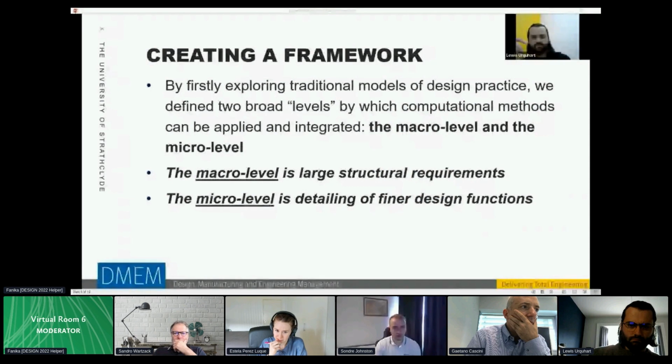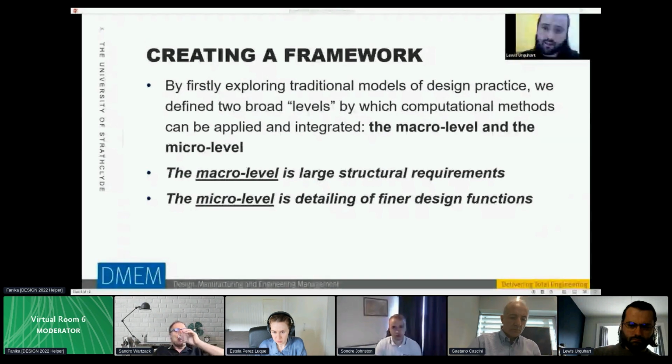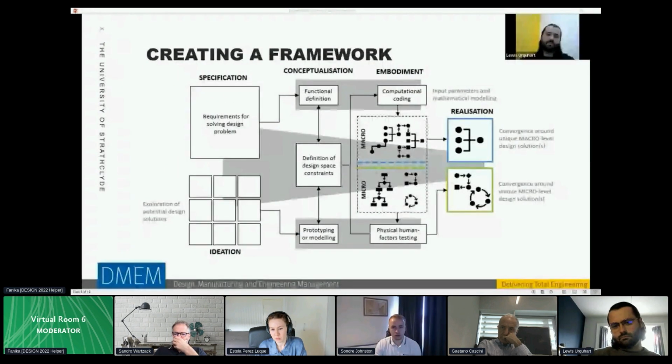So how did we create our framework based on some of this information? By firstly exploring traditional design practices and traditional models of design, we define two broad levels by which computational design methods can be applied and integrated. So we call these the macro level and the micro level. So the macro level is the larger structural requirements, and the micro level is the detailing of finer design functions. So this was a framework that we ended up developing.